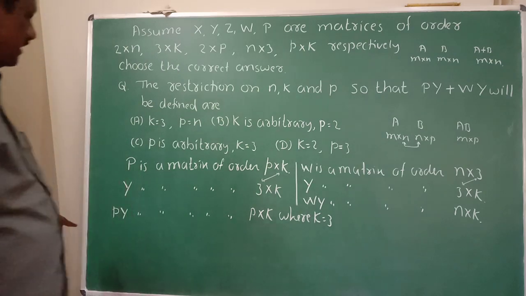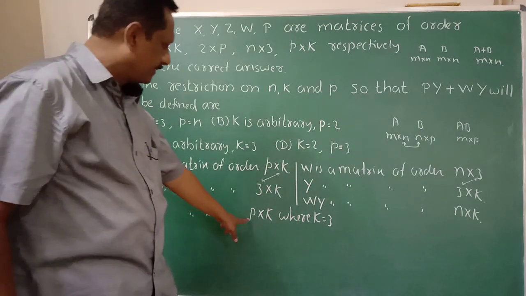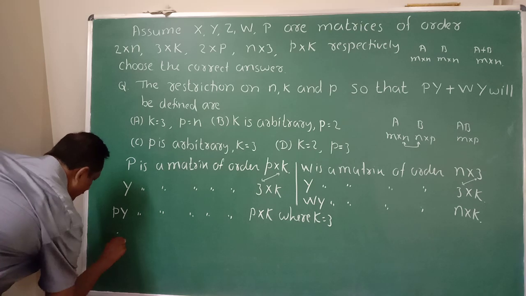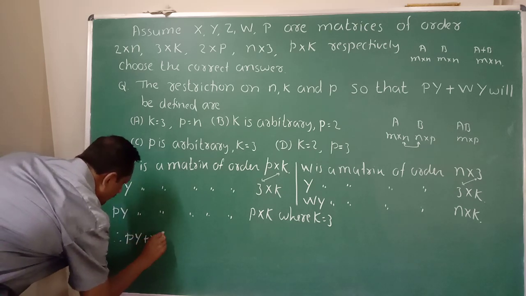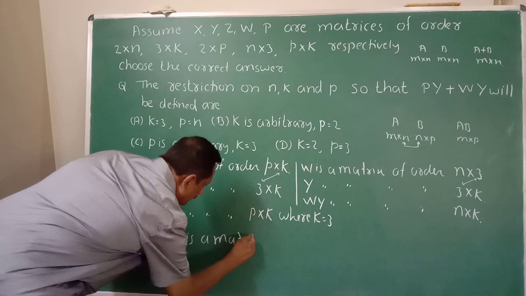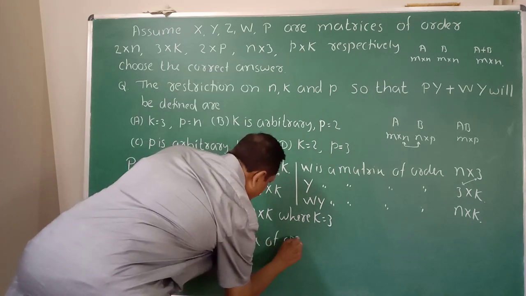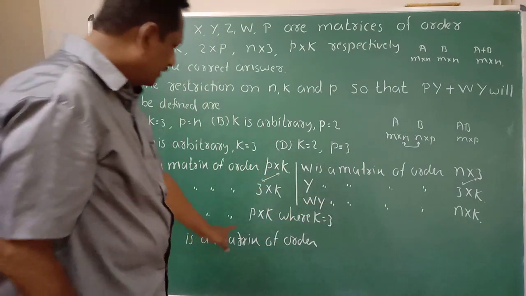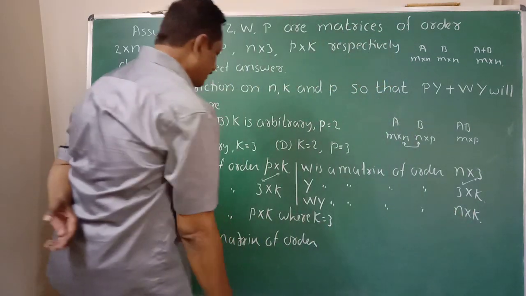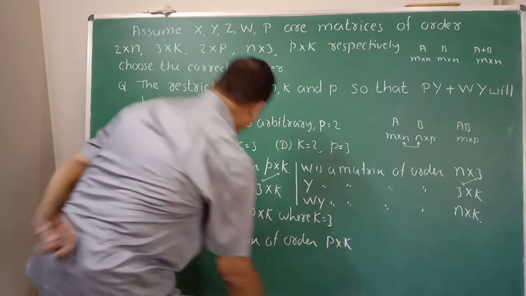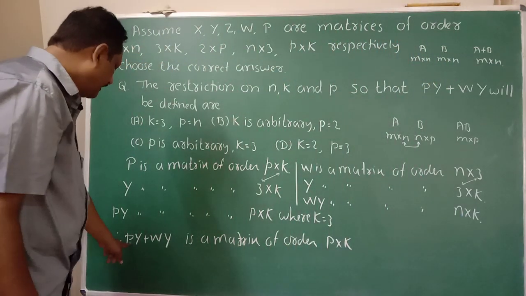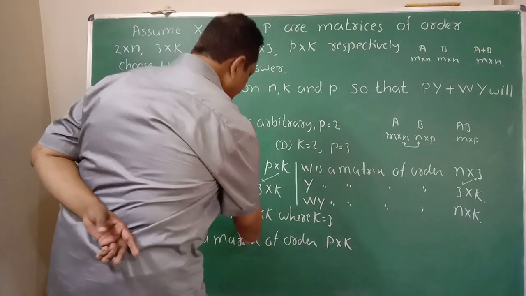Therefore, just observe here, PY is a matrix of order P into K. WY is a matrix of order N into K. Therefore PY plus WY is a matrix of order, just observe, P into K and N into K. Take care: PY is a matrix of order P into K, WY is a matrix of order N into K. Hence PY plus WY is a matrix of order P into K, and here P must be equal to N.